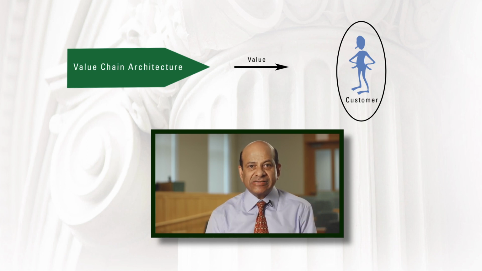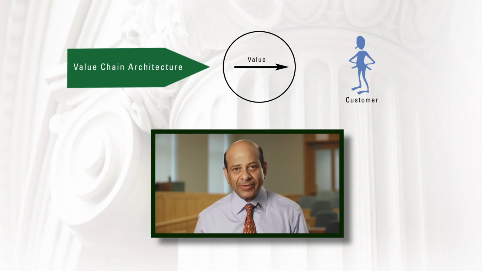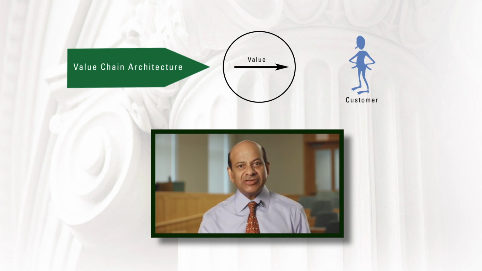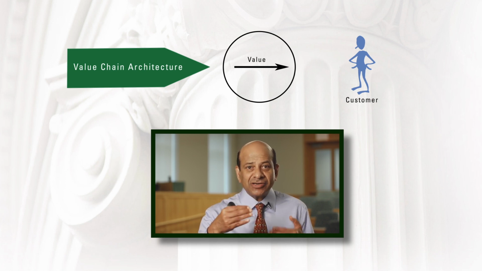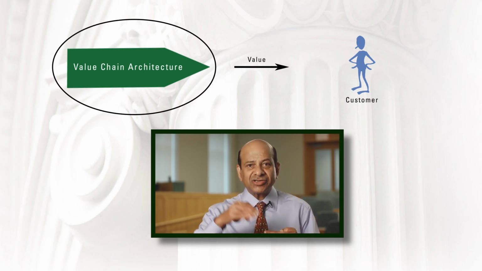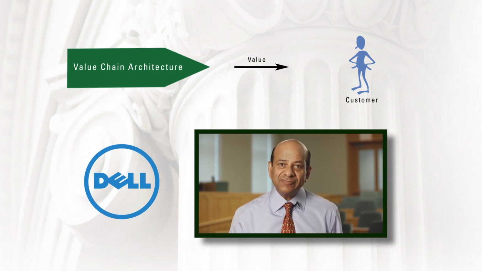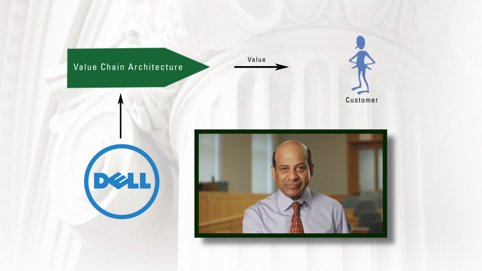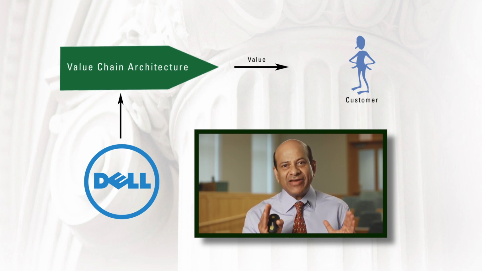You can also innovate a business model by keeping the same customer, but changing the value proposition to that customer in a non-linear way. That also is a business model innovation. You can also innovate your business model by keeping the same customer, same value proposition, but changing your value chain architecture in a non-linear way. That's what Dell Computer did in the mid-80s. They didn't change the definition of the customer. They didn't change the value proposition to the customer. What they changed was the value chain architecture.